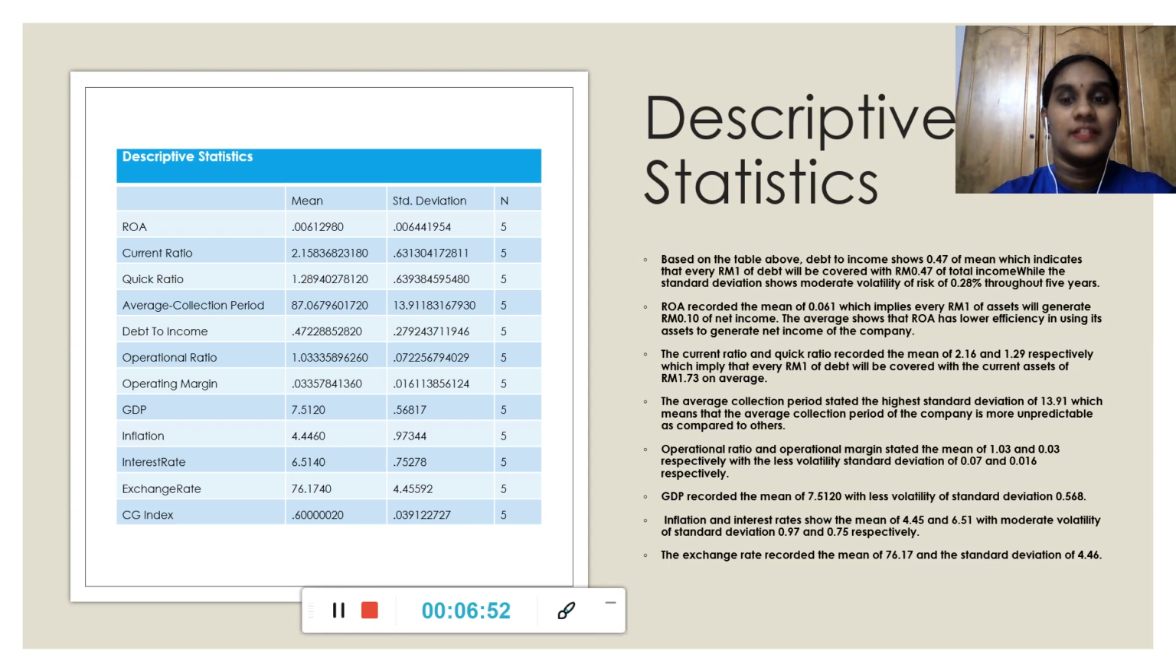GDP recorded the mean of 7.5120, and inflation and interest rates show the mean of 4.45 and 6.51 with moderate volatility. The exchange rate recorded the mean of 76.17 and the standard deviation of 4.46.